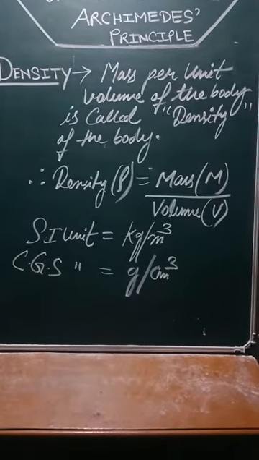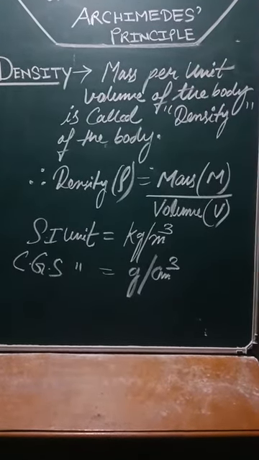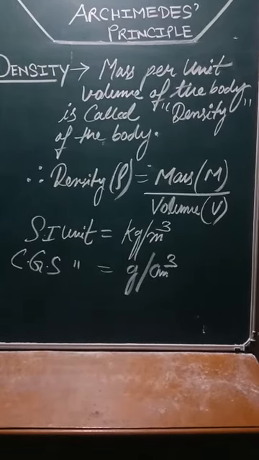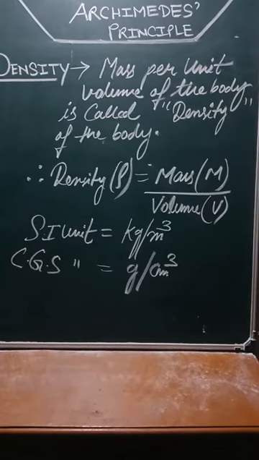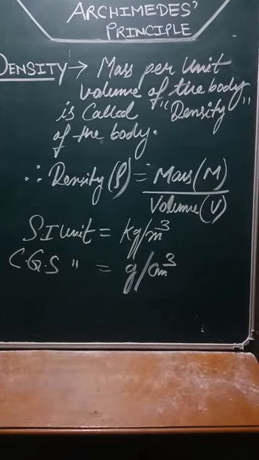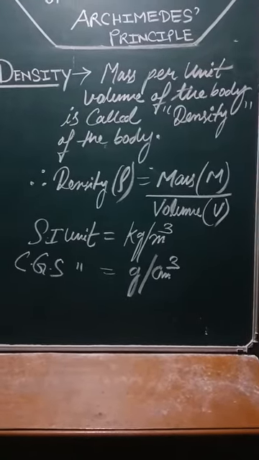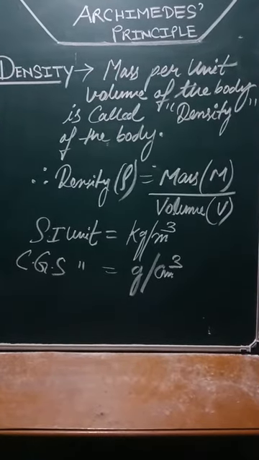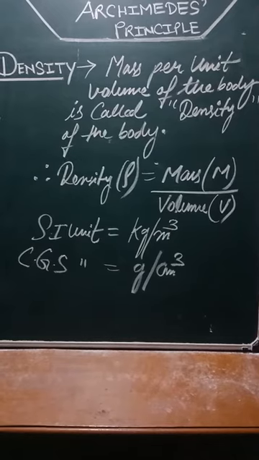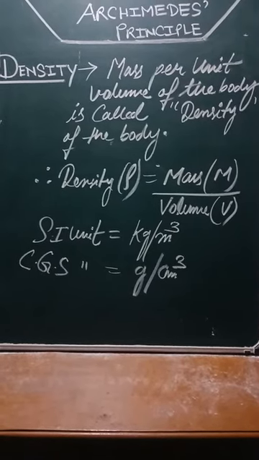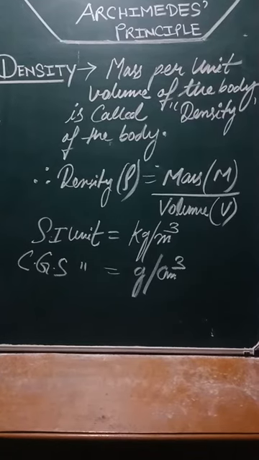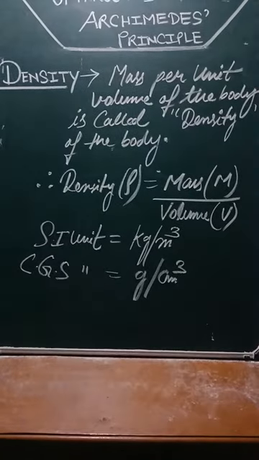The definition says the mass per unit volume of the body is called density of the body. So density is equal to mass by volume. SI unit of density is kg per meter cube, and CGS unit of density is gram per centimeter cube. I hope it is clear, students.